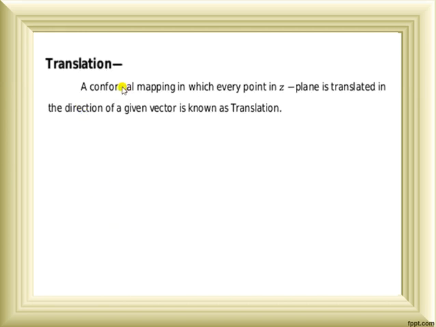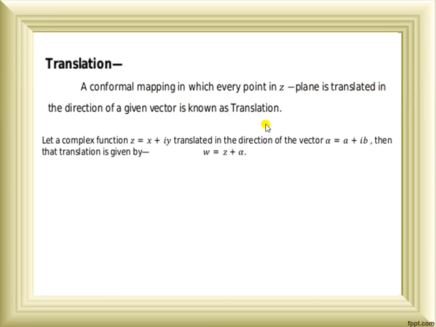What is meant by translation? A conformal mapping in which every point in the z plane is translated in the direction of a given vector is known as translation. In this translation type, we use the transformation w equal to z plus alpha. Z plus something comes under the translation category.